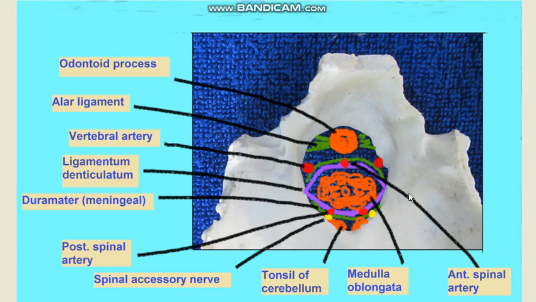So the structures that are coming up through the foramen magnum are the vertebral arteries and the spinal accessory nerve, and the structures that are going down are the medulla oblongata and the spinal arteries.